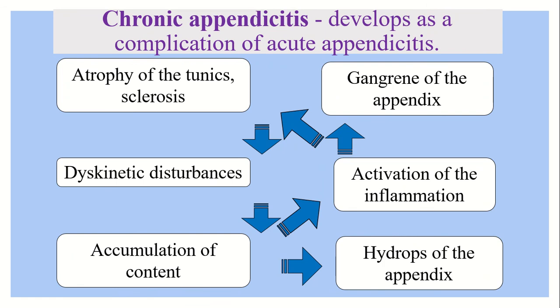Chronic appendicitis develops as a complication of acute appendicitis. We can find atrophy of the tunics of the appendix and development of sclerotic, fibrotic tissue, which lead to dyskinetic disturbances and accumulation of contents inside the appendix vermiformis. This may result in hydrops of the appendix, accumulation of the contents, activation of inflammation, and gangrene of the appendix.